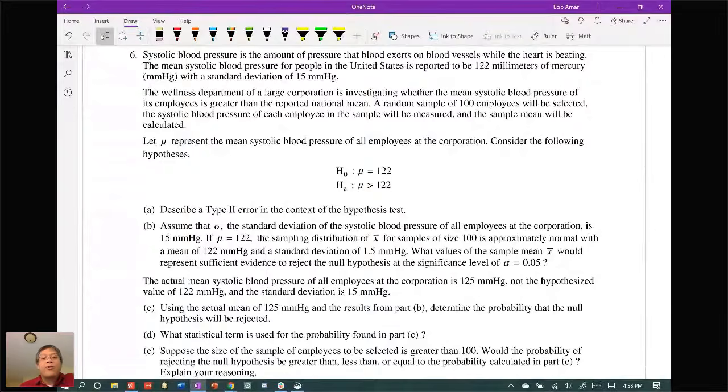Describing a type 2 error in the context of the hypothesis test, there's a lot to write, so I'm going to go ahead and just write it up here. A type 2 error is basically a false negative. You fail to reject the null hypothesis when you should have.